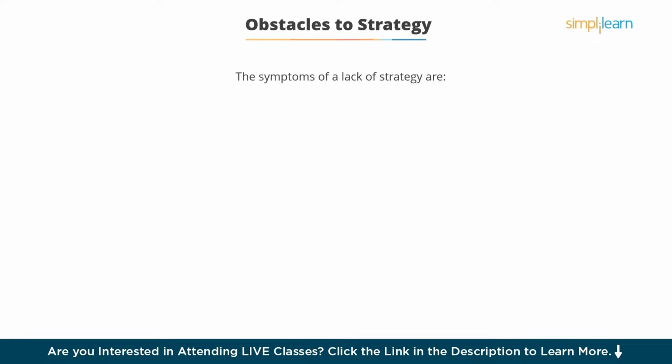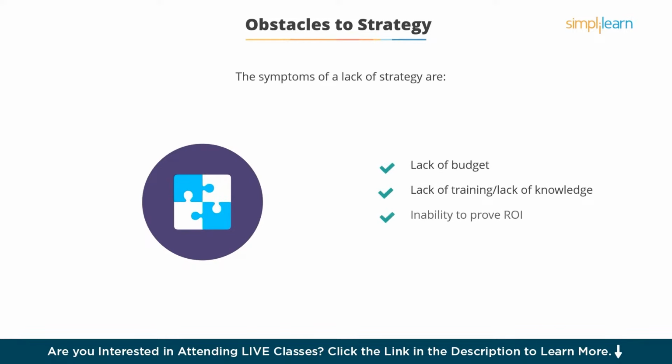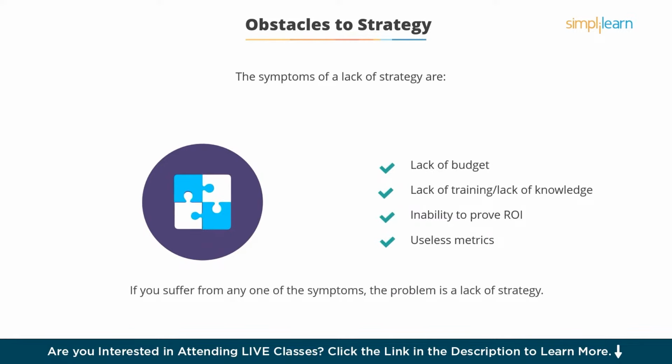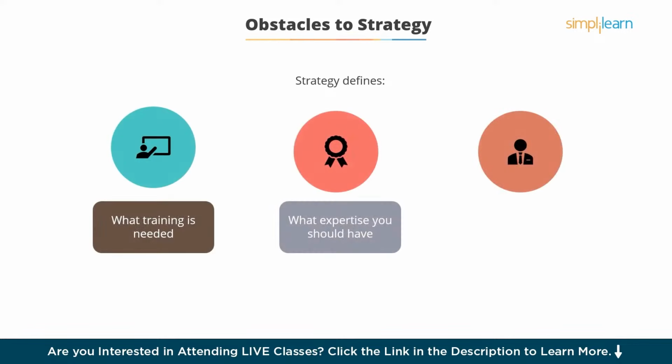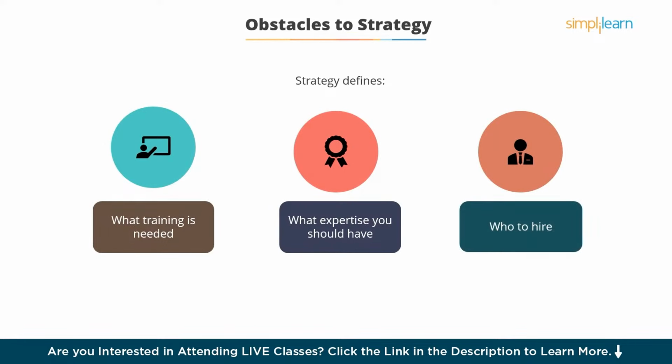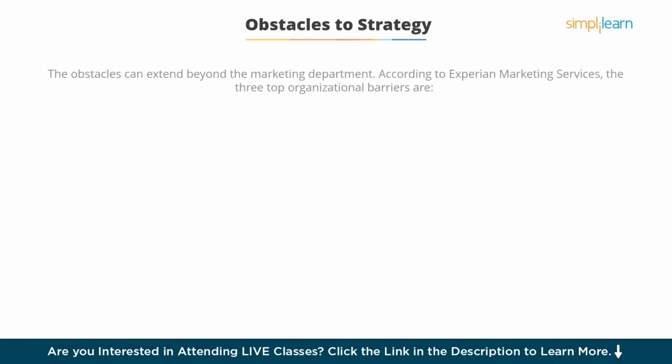You see, the remaining obstacles listed are all symptoms of a lack of strategy. Lack of budget, lack of training, inability to prove return on investment, and other useless metrics. If you suffer from any one of those symptoms, the problem is a lack of strategy. Strategy defines what training is needed, what expertise you should have, and who to hire. Strategy defines the metrics, as they directly reflect the objectives of the business, which enables a clear ROI measurement of digital tactics. These obstacles can extend well beyond the marketing department.